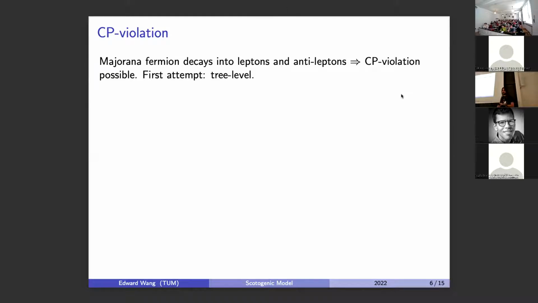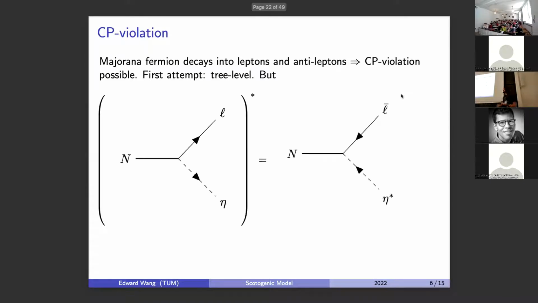Now the first attempt that we could do to try to see this would be to look at the tree level diagram. But what happens at tree level, we have a single diagram here. And if you take the CP transform of it, essentially what you're doing is taking the complex conjugate of the Yukawa coupling here, meaning that you only get a single complex phase. But then to compute the rate, you have to square the amplitude, and this complex phase vanishes, meaning that you don't get any CP violation. So we would get the same rates for leptons and anti-leptons.